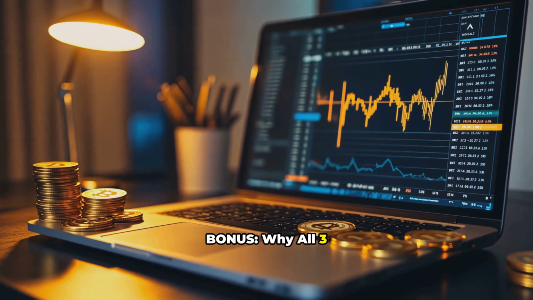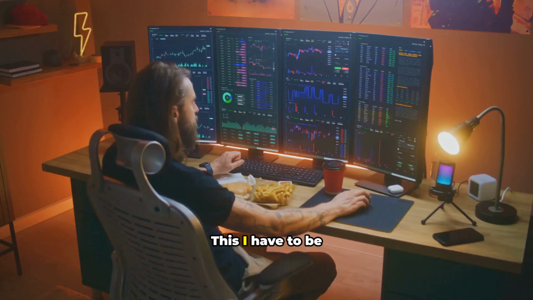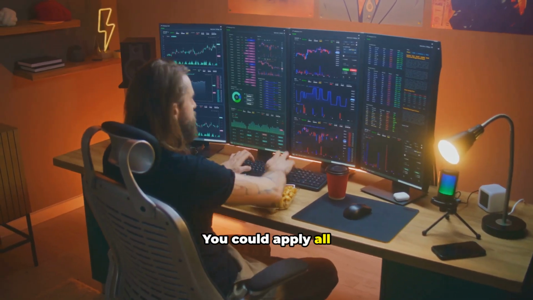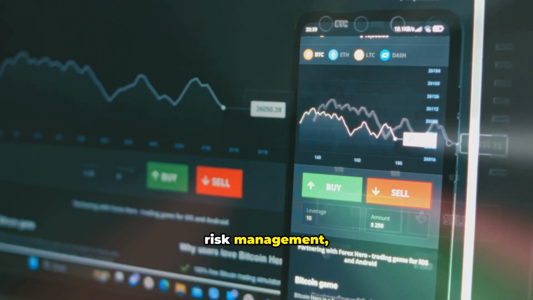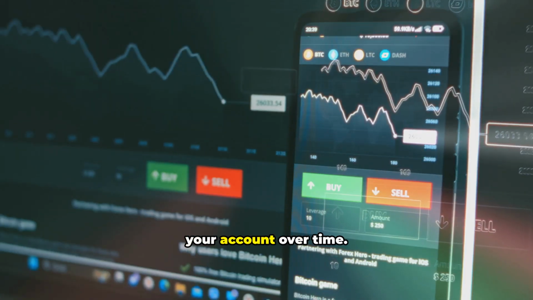Bonus, why all three tactics fail without this. I have to be honest with you. You could apply all three of these tactics perfectly and still lose money. Why? Because without risk management, even the best entries will destroy your account over time.